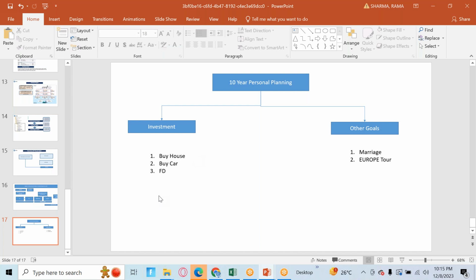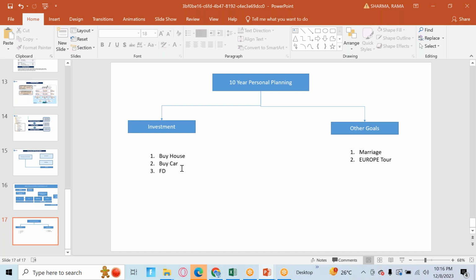Similarly, car. Car also used to be called an asset. FD, fixed deposit. Other goals, marriage: whatever amount you are going to spend on marriage will become an expense. That will become a cost. That will directly go into the expense account. Similarly, when you are going on any tour, that will also become an expense in that case.